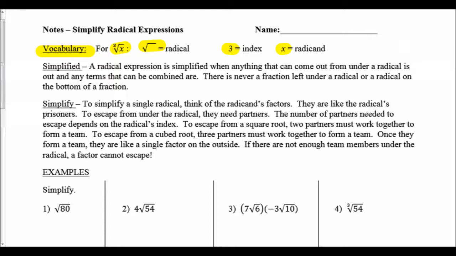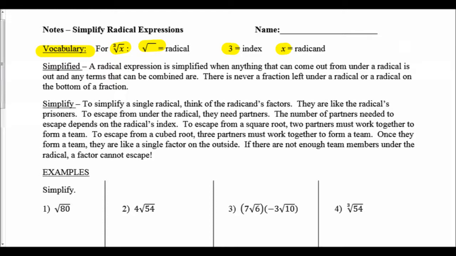You need to know these vocabulary words so that when we talk about them, you know which things we mean. A radical expression is simplified when anything that can come out from under a radical is out, and any terms that can be combined are. There is never a fraction left under a radical or a radical left on the bottom of a fraction. That's what happens for something to be simplified.